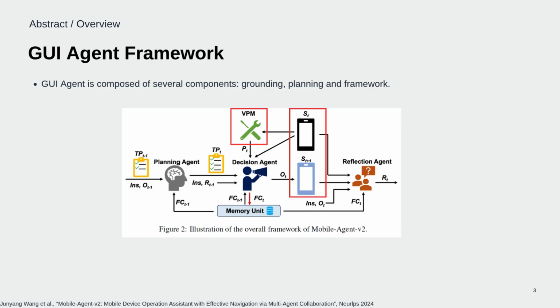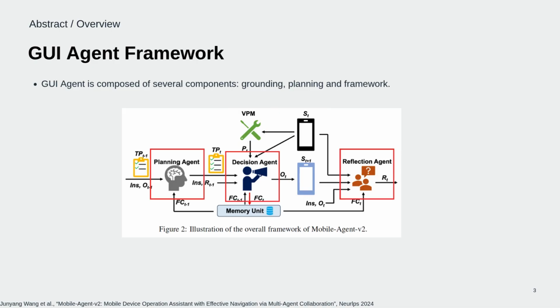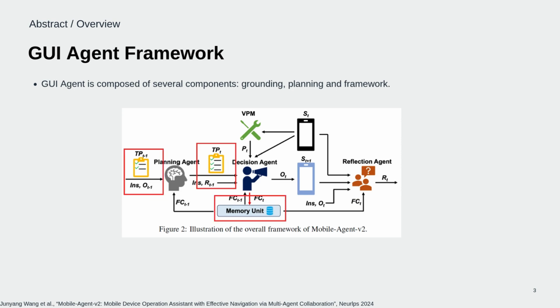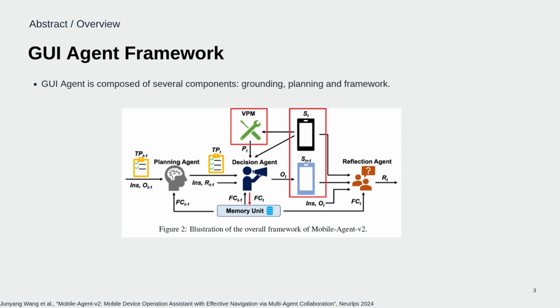The GUI agent framework is composed of several components: grounding, planning, and framework. Let me briefly share each component. Grounding is in charge of the visual task using OCR or VLM. They basically compare the previous screenshot and the current screenshot to understand what was going on from the user's action, and figure out the current state when given the user's current screenshot and screenshot caption.